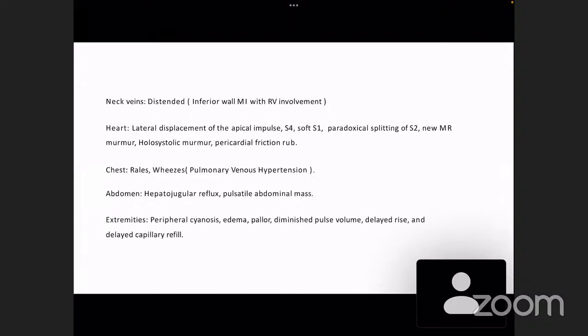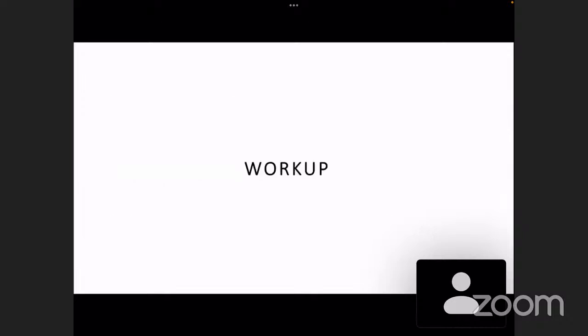Neck veins might be distended if the inferior wall was involved, along with the RV. The heart: lateral displacement of the apical impulse, S4, soft S1, new MR holosystolic murmur, pericardial friction rub. For the chest, rales or wheezes due to pulmonary venous hypertension. Abdomen: hepatojugular reflux, pulsatile abdominal mass. For the extremities, peripheral cyanosis, edema, pallor, delayed pulse rise, and delayed capillary refill.